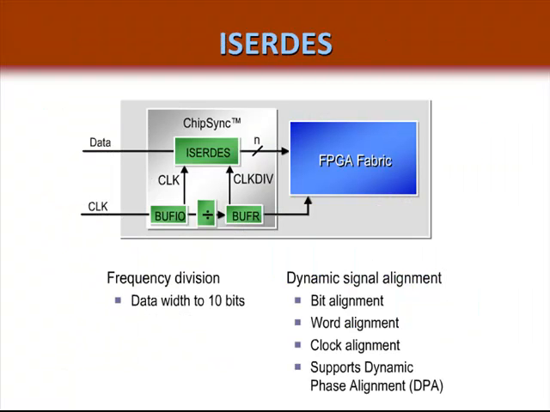This slide shows you a little bit about how the ISERDES functionality is embedded in specific pins. Input SERDES configurations allow for division of the input high-speed signal by up to 10-bit width. The ISERDES also includes a dedicated bit alignment resource, word alignment, clock alignment, and dynamic phase alignment for each of these pins. And this is all done without using any FPGA fabric. All of this is dedicated in some, but not all, I/O pins in the device.